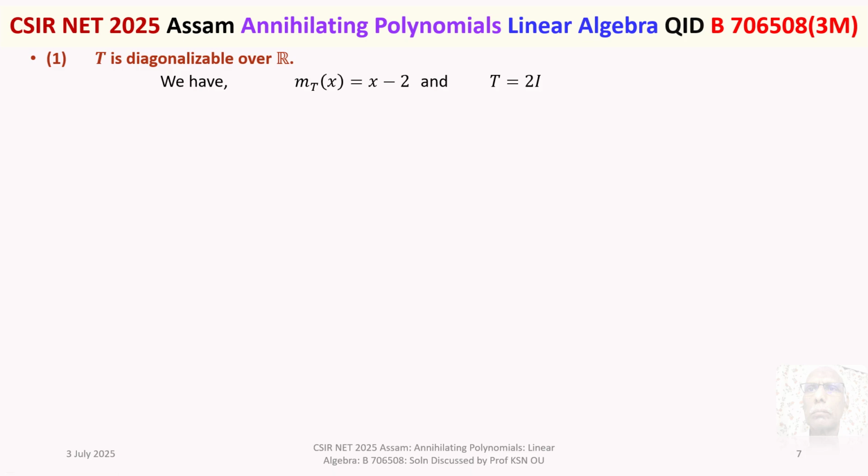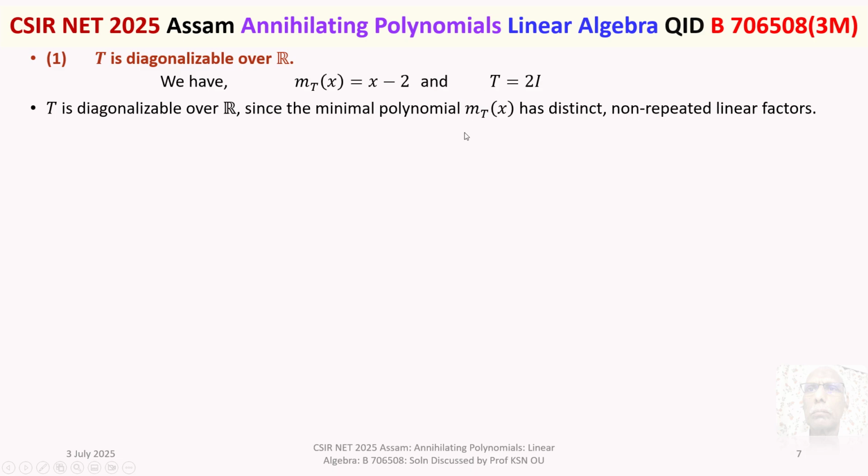and there is an important result connecting the behavior of the minimal polynomial of a linear transformation and diagonalizability. What is that? T is diagonalizable over R if and only if the minimal polynomial of T has distinct, non-repeated linear factors. Look at the minimal polynomial of T, x minus 2. It has non-repeated linear factors. There is only one factor, that's linear. Therefore, T is diagonalizable. Option 1 is true.